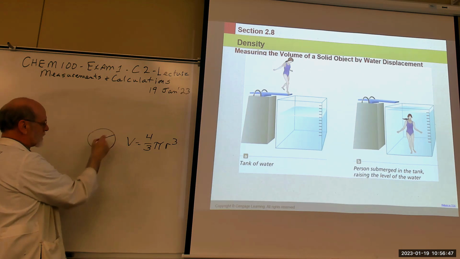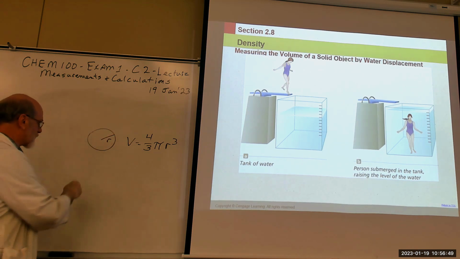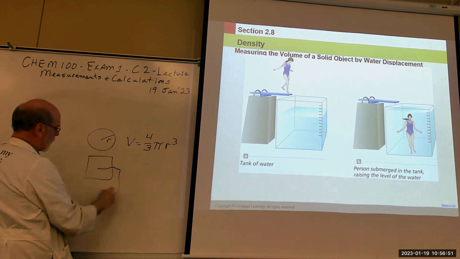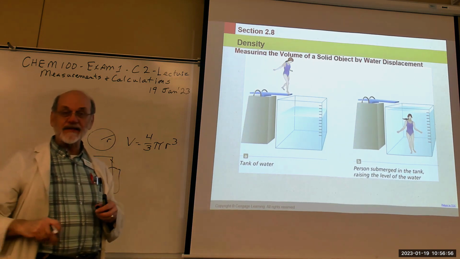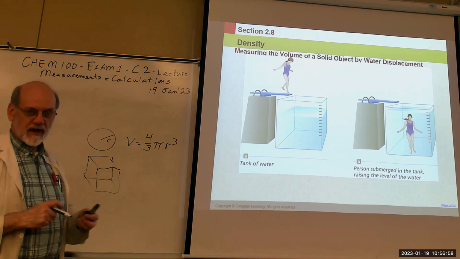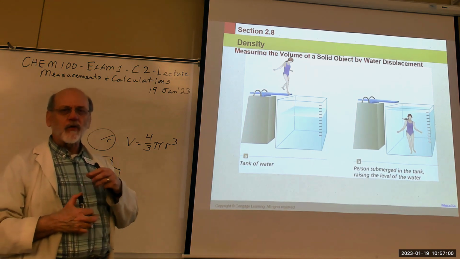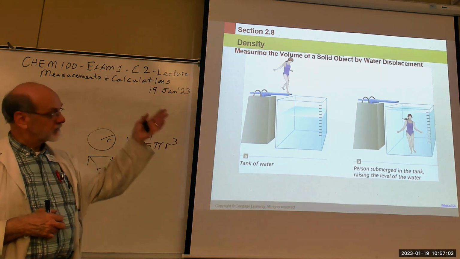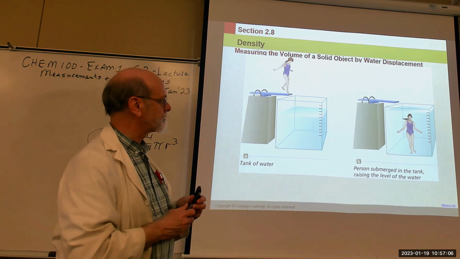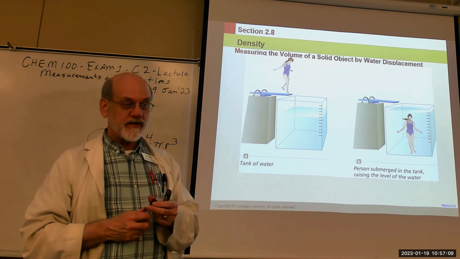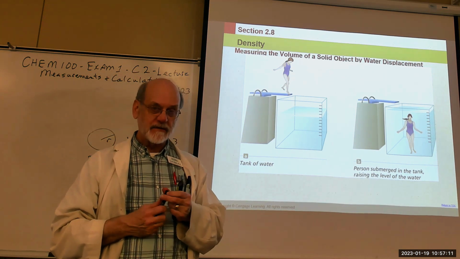So you need to know the radius here. If it's a cube, right, we already know how to do that one. You just measure one of the sides and cube it. But if you have an irregular shape, like a person, how do you determine the volume of that person? Well, one of the simplest ways is by displacement.